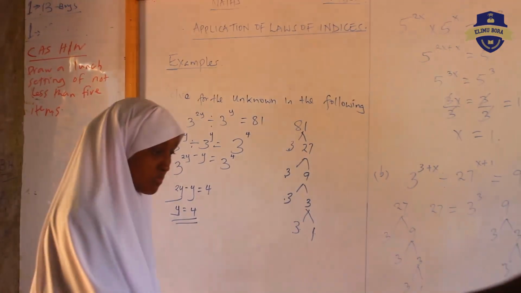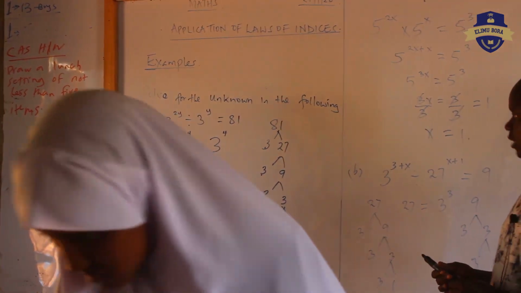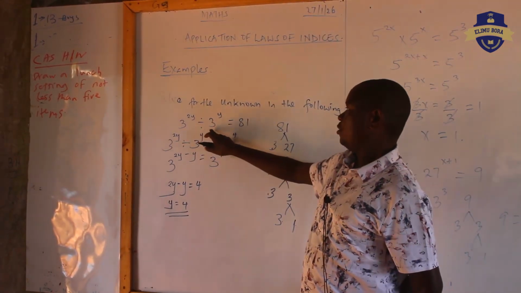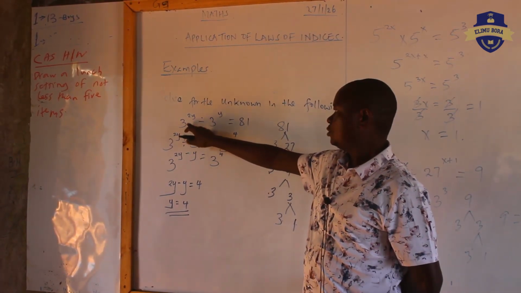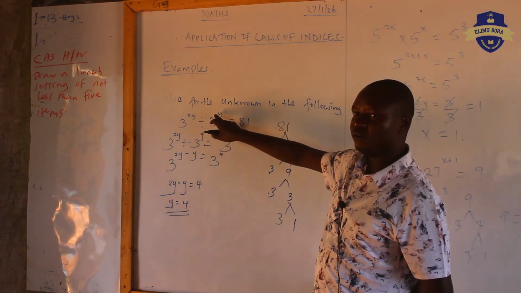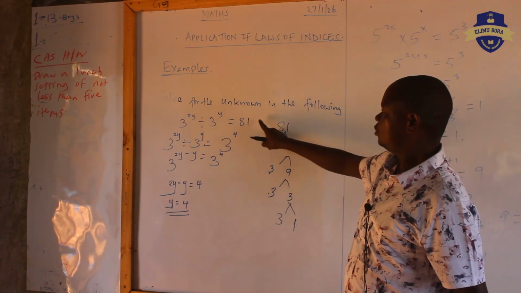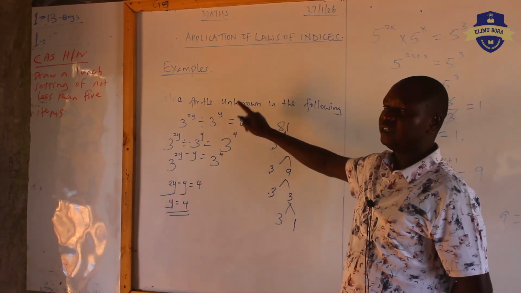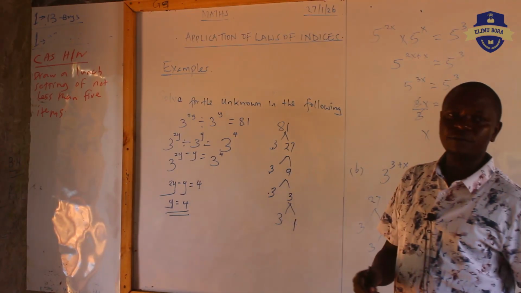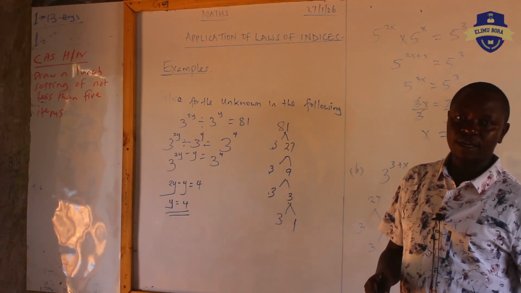Okay, good. So maybe I can just explain. Now we are having 3 to the power of 2y divided by 3 to the power of y is equal to 81. So you are supposed to find the factors of 81. And make sure the base is what? The base of 3. Tunaelewana?